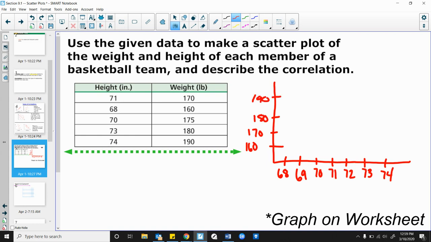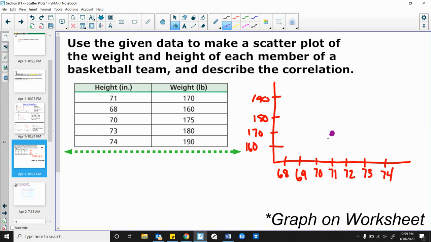Okay, so you should have a graph that looks just like mine now. Again, if you have the graph on your guided notes, you can use those lines. If not, just draw something like I do. It doesn't have to be perfect. Now, let's graph the first one. It says the height was 71 and their weight was 170. So I'm going to go to 71 here and I'm going to go up to 170 and put my point.